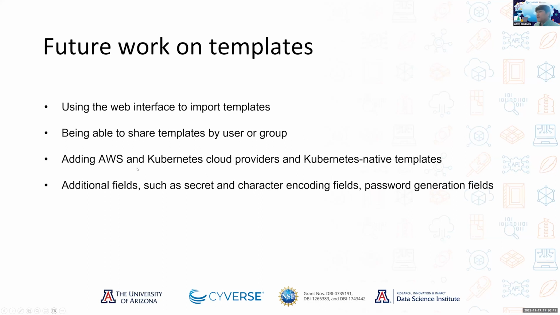As I mentioned before, we do have integration with AWS and Kubernetes providers, and that's not available yet on the UI, but those are going to be added soon. And then finally, enhancing a lot of the UI aspects of templates. So adding more fields to the UI JSON so that you can define things like secrets and being able to generate passwords through the UI.